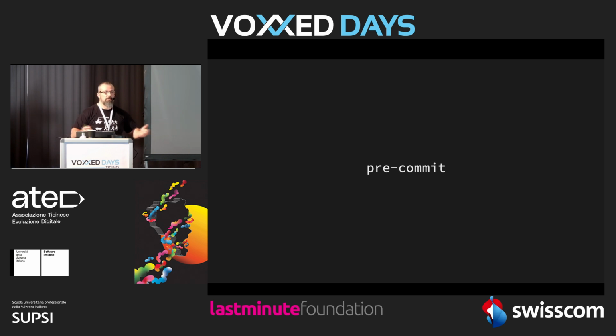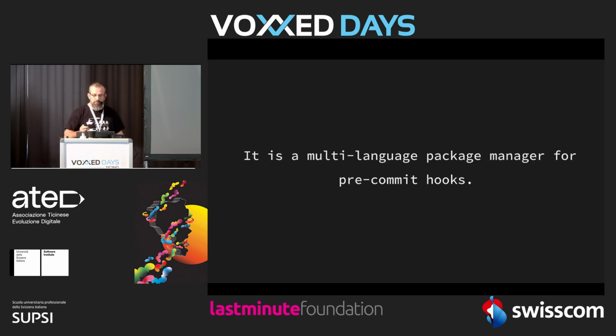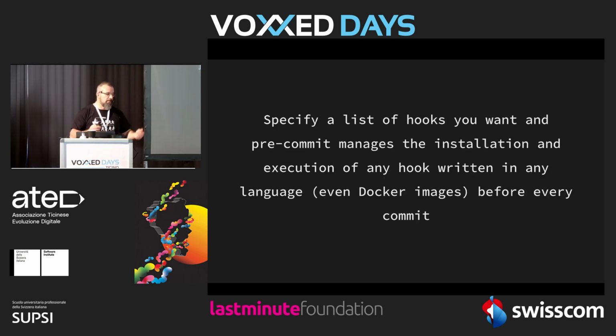First tool, pre-commit. Pre-commit is essentially a multi-language package manager for pre-commit hooks in Git. Maybe you don't know, but Git allows you to have some hooks attached to your commit, and this is a sort of package manager for that. You can specify a list of hooks that you want, and pre-commit is able to manage the installation and execution of any hook written in any language, even Docker images, before every commit.